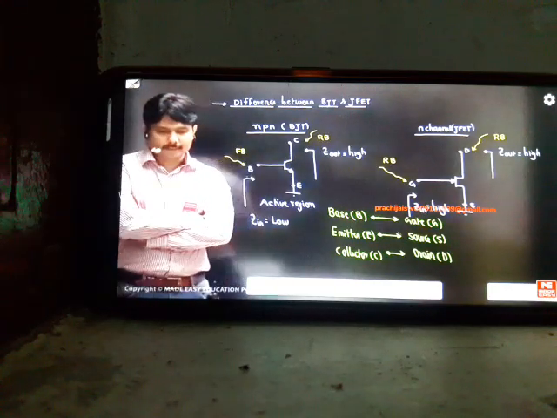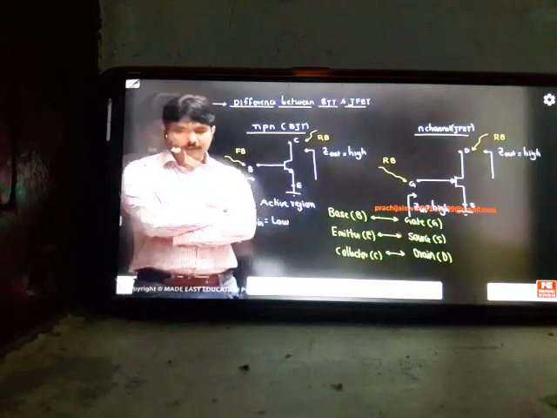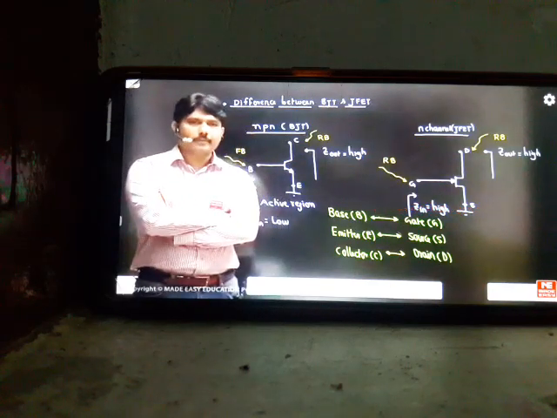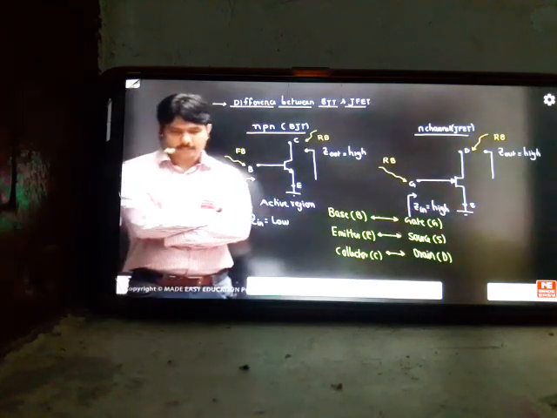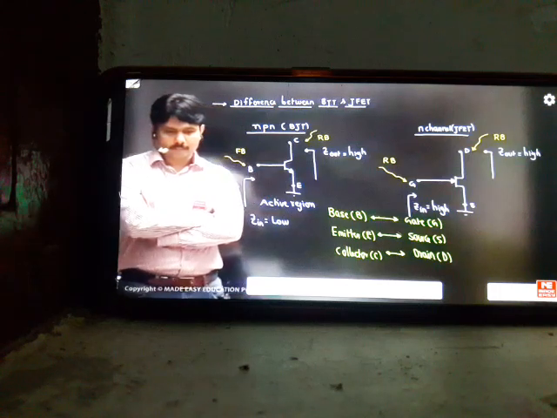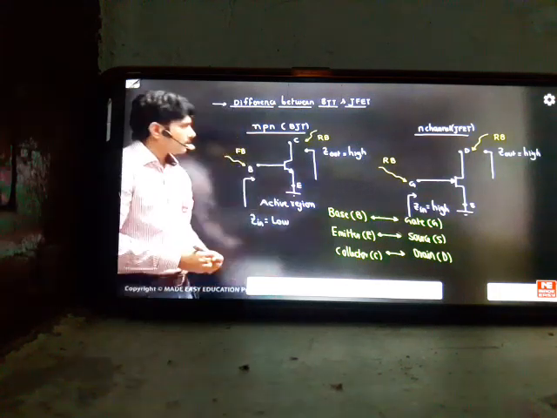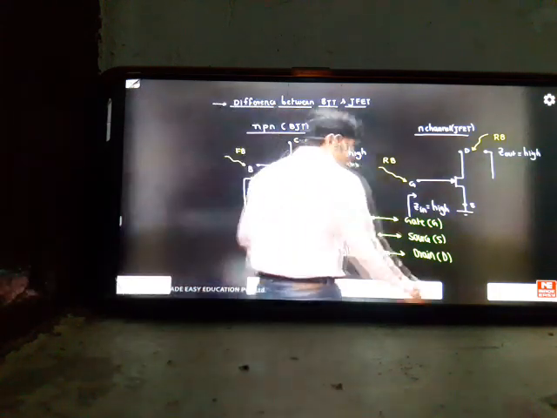Common drain amplifier is also present. Yes, we have common drain also. Common drain is equivalent to common collector. If you complete these points, we'll move to the next slide, which is the main concept now.